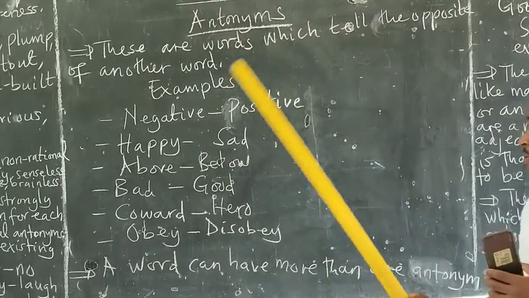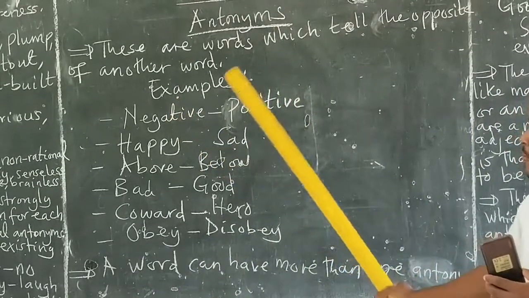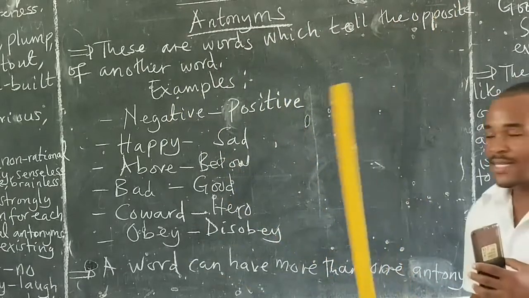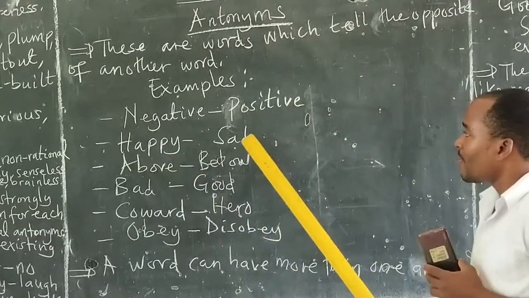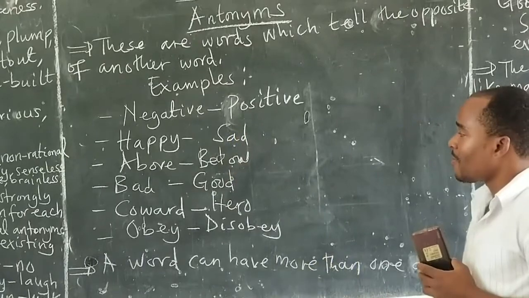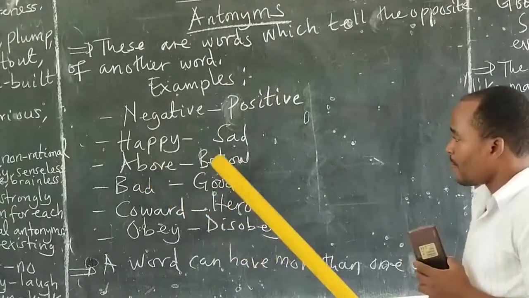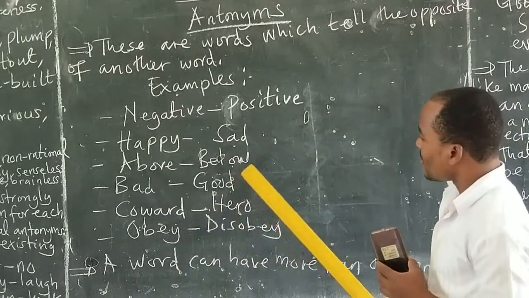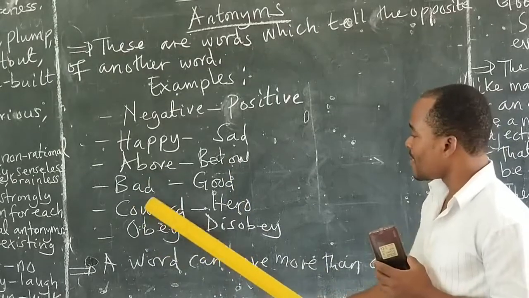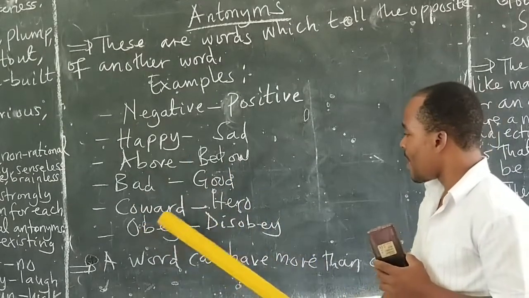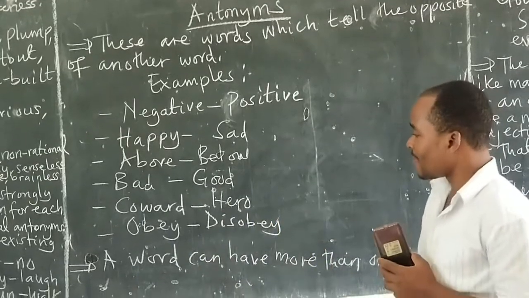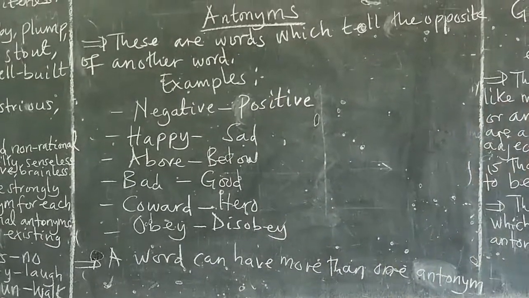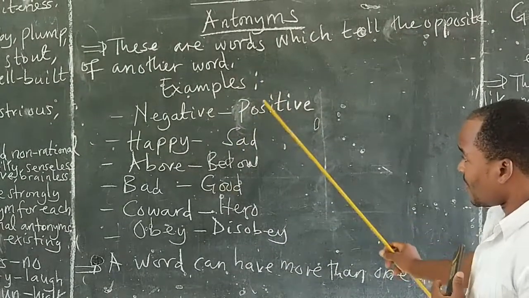For example, we have the word negative, which its opposite is positive. We have another word, happy, which has the opposite of sad. We have another word here, above, which its opposite is below. Then we have bad, the opposite is good. We have coward, the opposite is hero. We have obey, the opposite is disobey. So these are examples of different words which are telling the opposites.